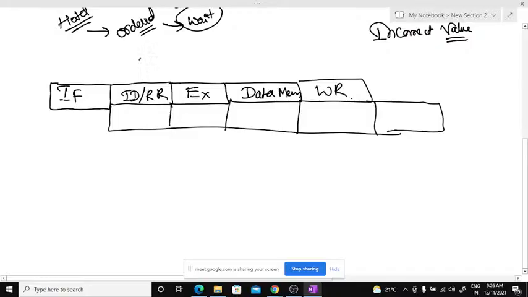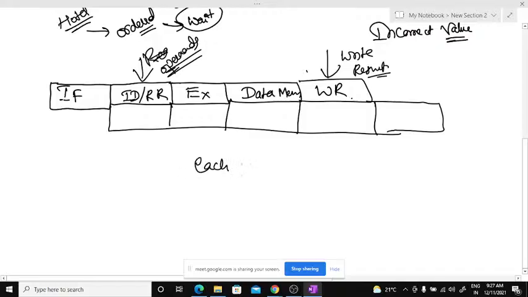In this particular stage, we are reading the operands. Instruction decode means reading the operands. Here, write result. Each instruction takes 5 clock cycles. So that is our 5-stage pipeline.